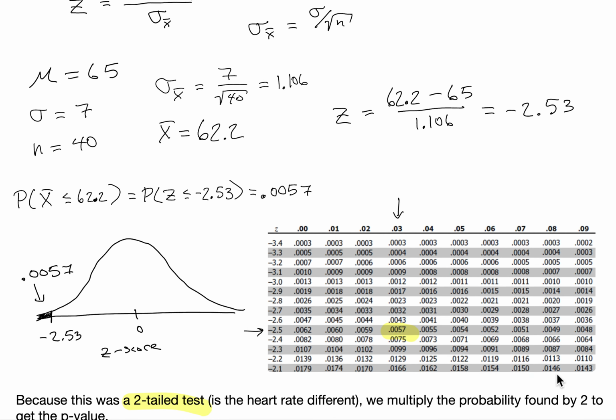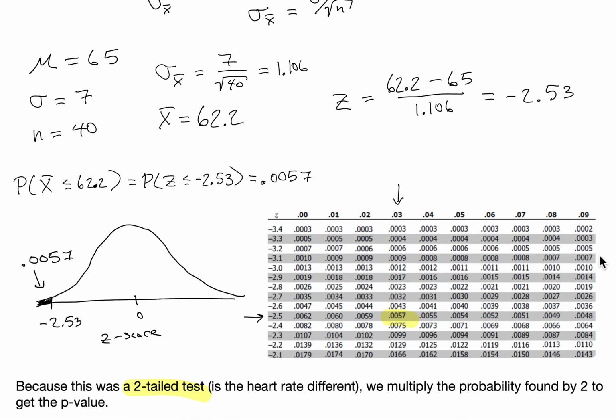So we're looking at the negative z-score chart, and we're looking for negative 2.53 in that chart. So negative 2.5 in the row and 0.03 in the column gives us a probability of 0.0057. So the probability that the sample mean is less than 62.2, assuming the population mean is 65, is equal to the probability that the z-score is less than or equal to negative 2.53, and that is 0.0057 from the table.